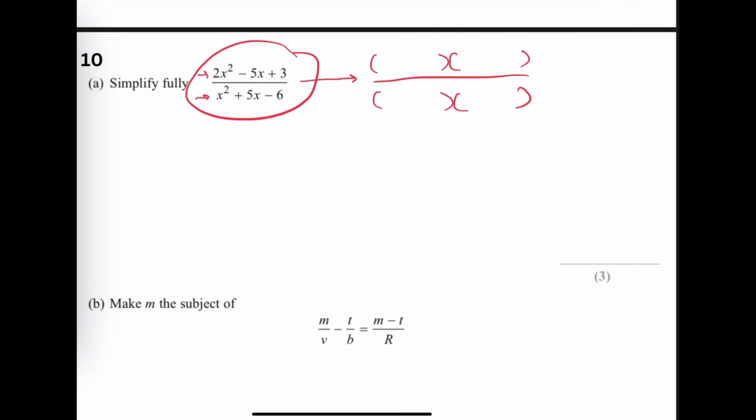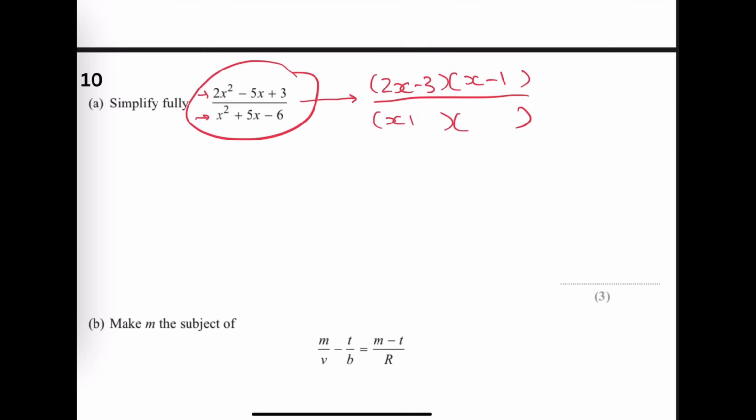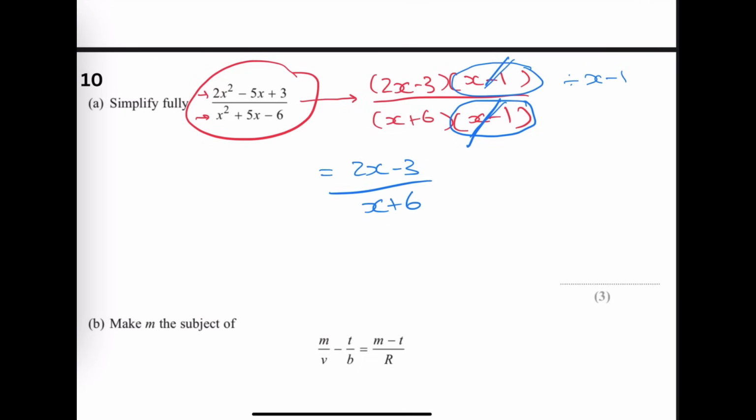We factorize the first one, we get 2x minus 3 and x minus 1, and the bottom one will be x plus 6 and x minus 1. We can see that both places have x minus 1, so we can easily just take this out. It's as if we divided the whole thing. If we just divide both top and bottom by x minus 1, we can remove that. So we end up with 2x minus 3 over x plus 6. We cannot find any other like terms, so this is the overall simplified equation.